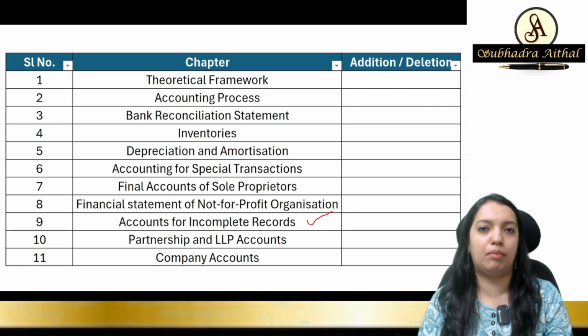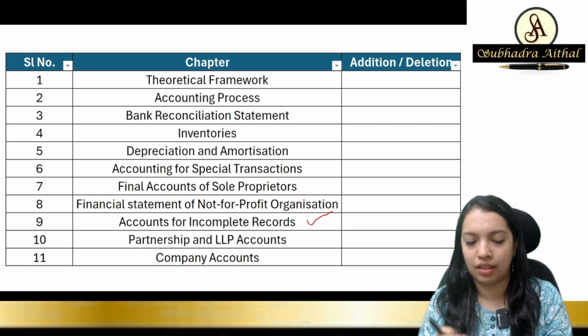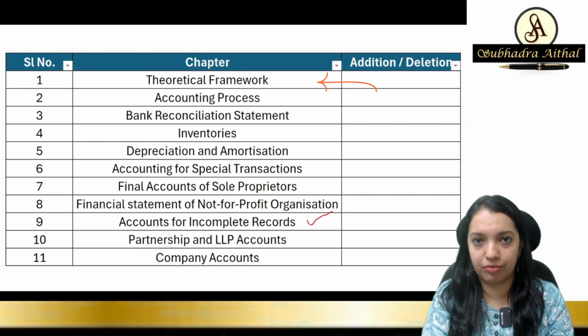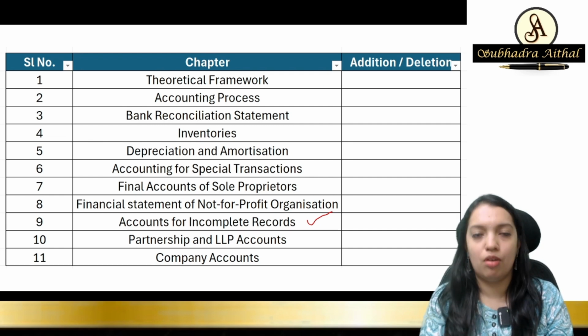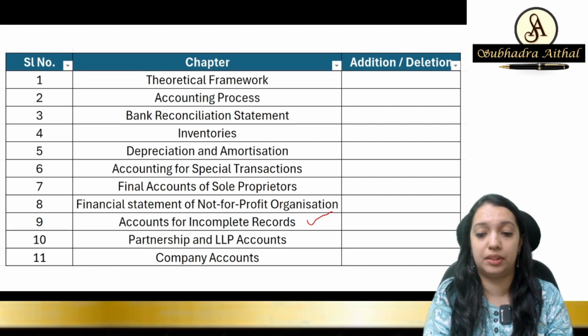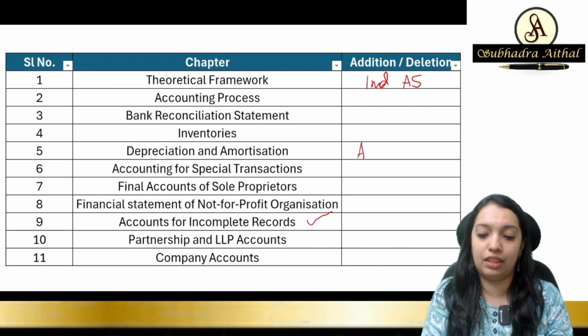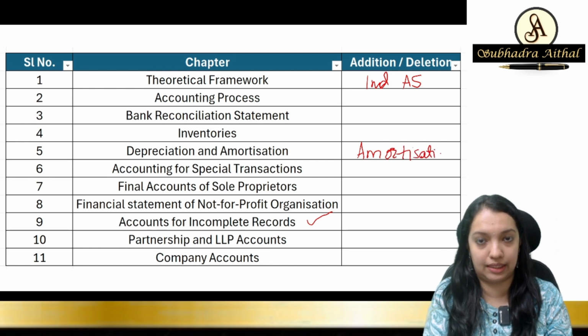In each of the chapters, minor changes have been made. Like in the first chapter, Theoretical Framework, Ind AS related concepts were earlier added, which have now been removed from the syllabus. So, Ind AS has been deleted. Similarly, in chapter number 5, Depreciation and Amortization, amortization of intangible assets has now been included in the syllabus.